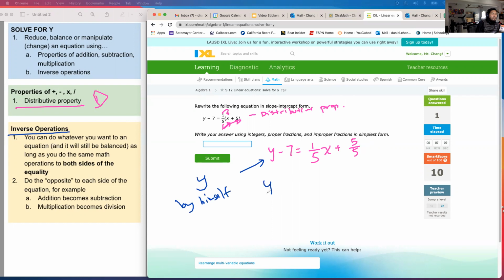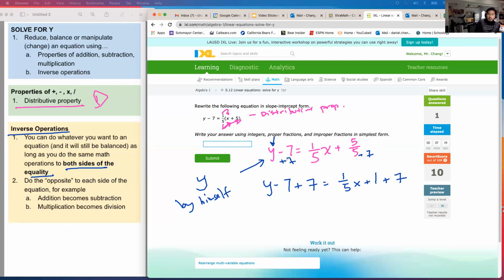And I'm going to go y minus 7 plus 7 equals 1/5 x plus 1 plus 7. So plus 7 is my inverse operation. I'm going to do it to both sides of the equality, right? So that I can keep everything balanced and that this all works. And the reason why I'm adding 7 is because y wants to be by himself.